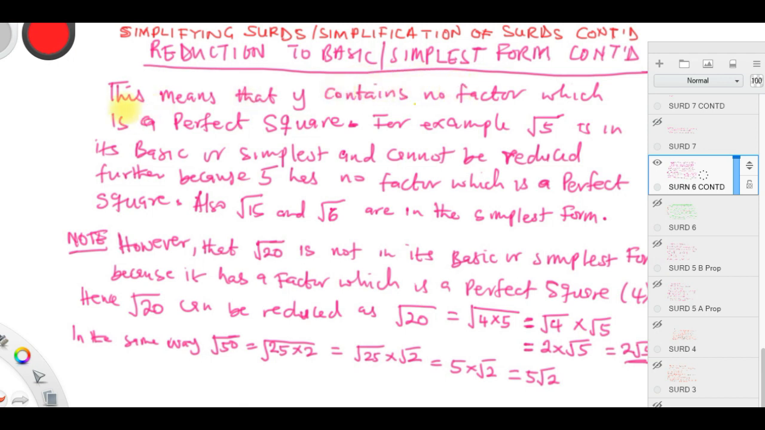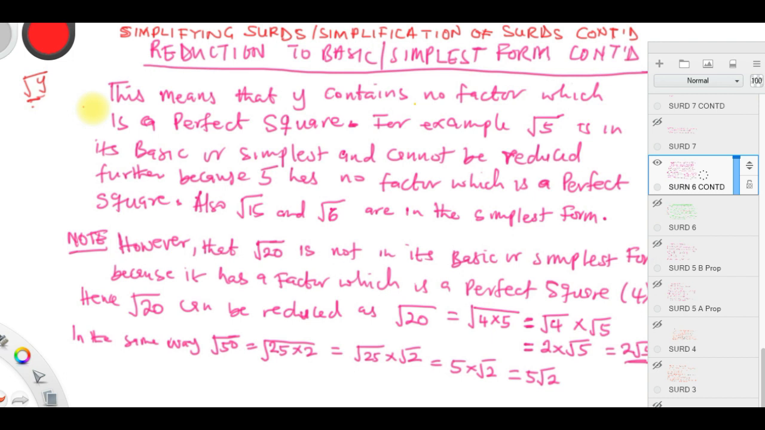This is the continuation of simplifying sets, or reducing sets to their basic form, or their simplest form. In the previous video we said that if you are given a set, the square root of y, and this set cannot be simplified further or reduced further, then the set is completely simplified, or reduced to its basic form, or its simplest form.